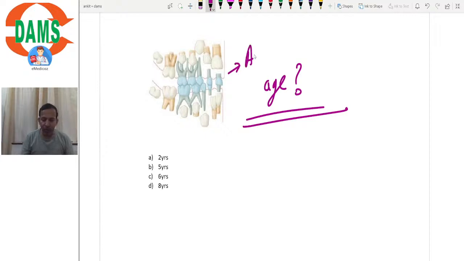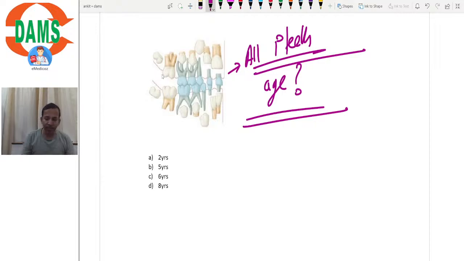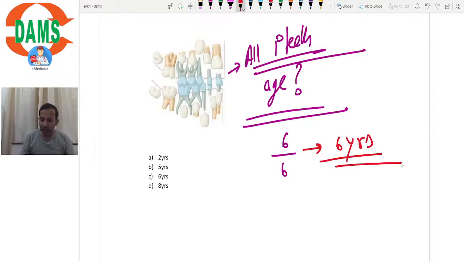We still have all primary teeth, right? But permanent first molars have erupted, isn't it? Permanent first molars have erupted. So this child is at least 6 years old, because the permanent first molars have erupted. So that's why we can easily say that this child is at least 6 years of age.